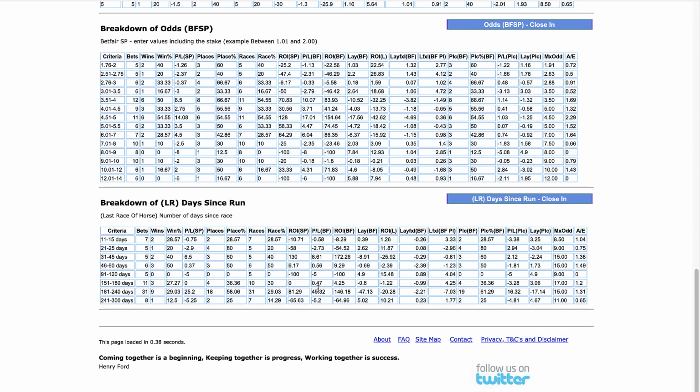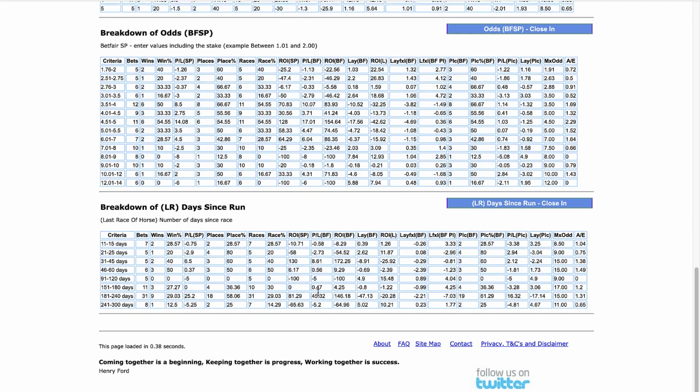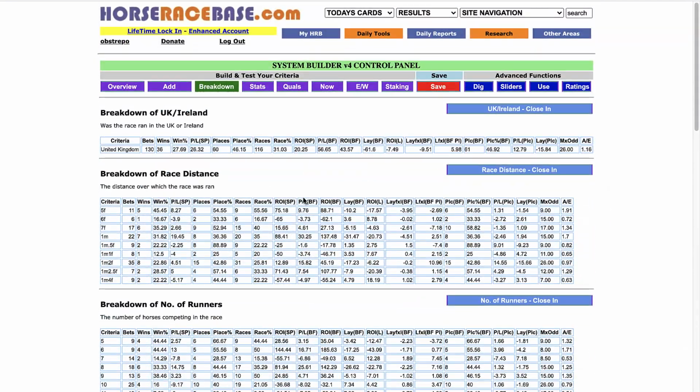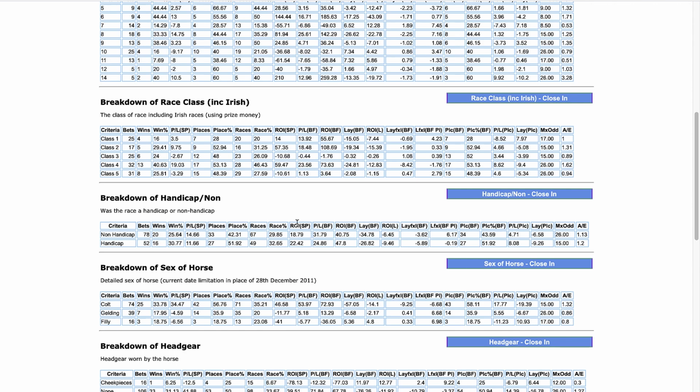Days since a run. Again, we don't seem to have so much data there. So I suspect some of his first time out ones have won as well. We've got quite a bit of profit there, so it's not going to be a big angle like we found with Jer's selections. I think the most significant one I can see there is ignoring the headgear.